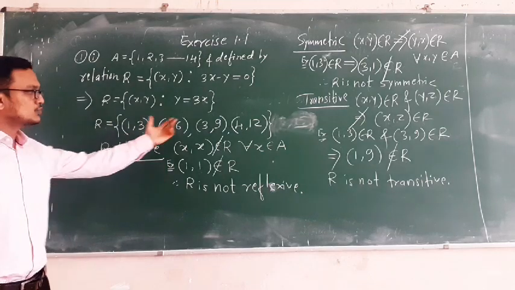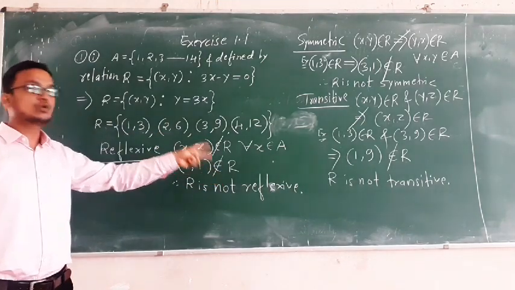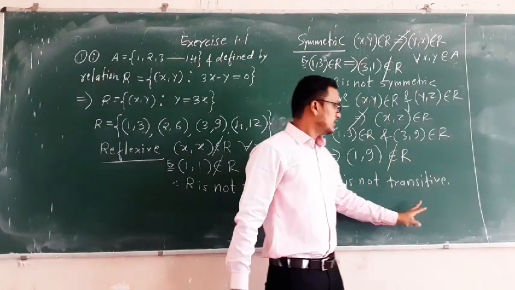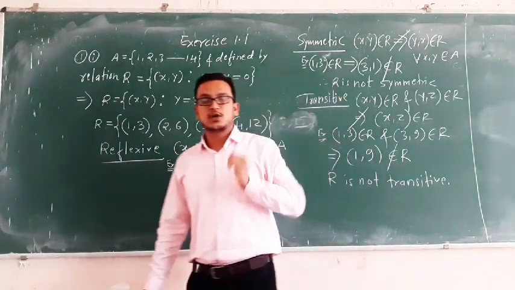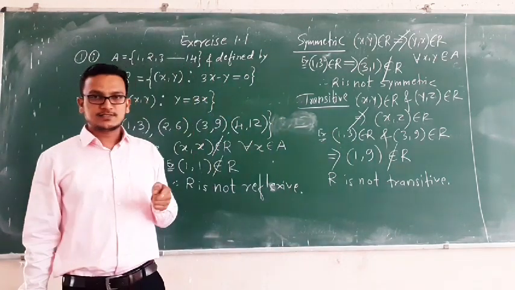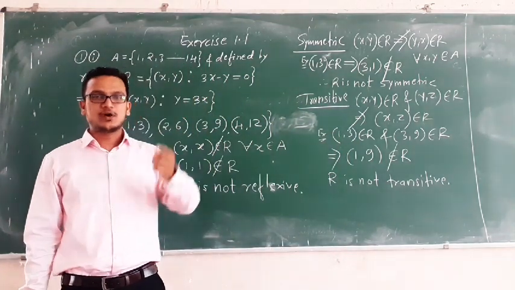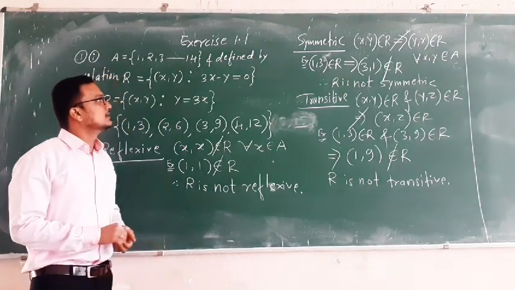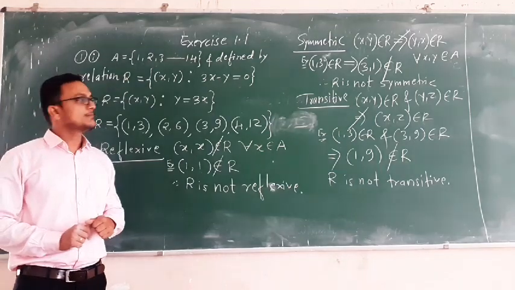So this is your first example. Once you complete all three types, then you have to conclude. See here, R is not reflexive, not symmetric, not transitive. So hence, what do you write as the conclusion? R is neither reflexive, nor symmetric, nor transitive. This is your conclusion. So this is your first example.